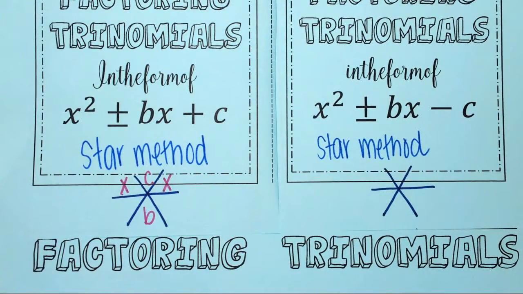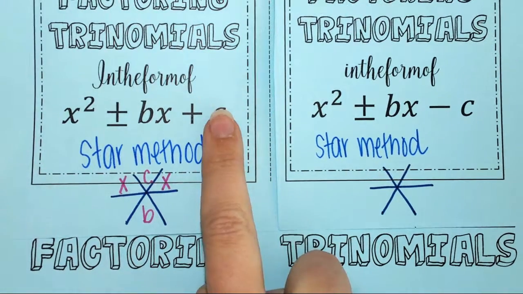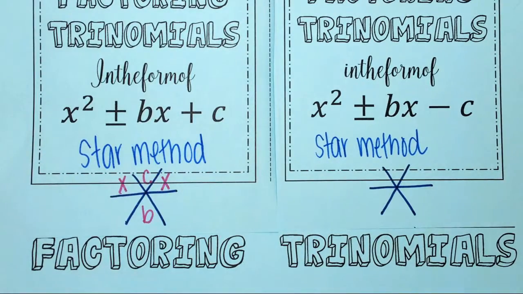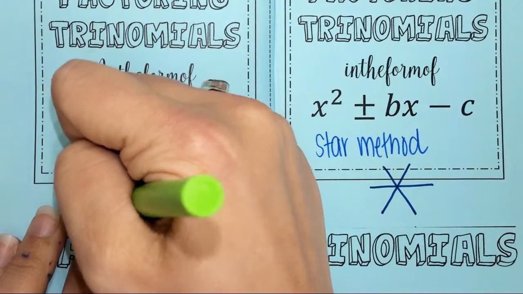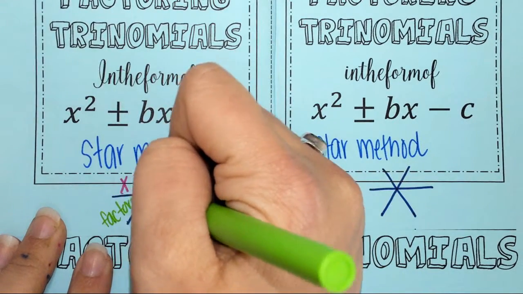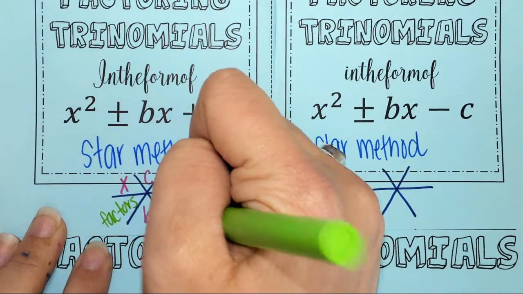Now, our goal of factoring when it's a trinomial is to find two numbers or two factors that multiply to give you C and add to give you B. And you put those numbers in the bottom left and the bottom right. And those are called your factors.